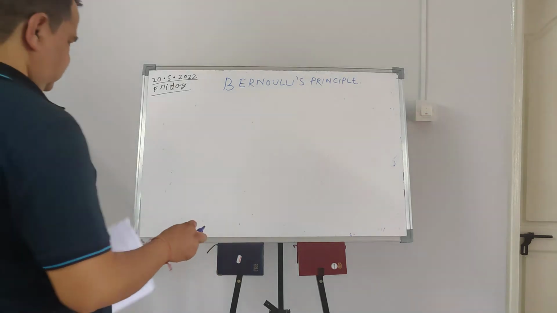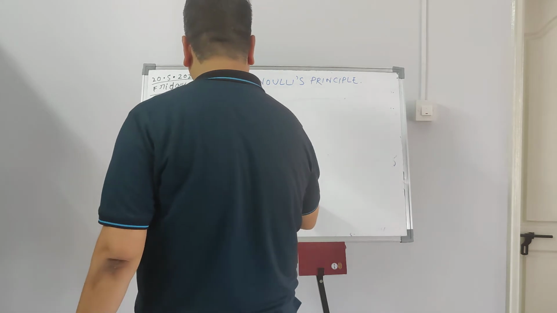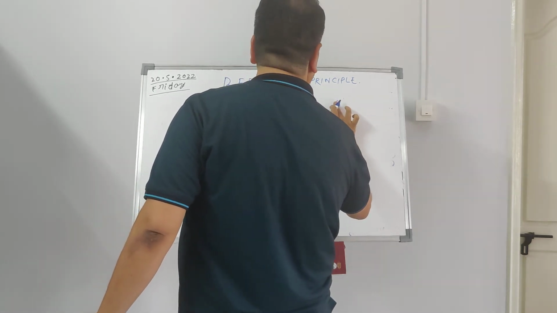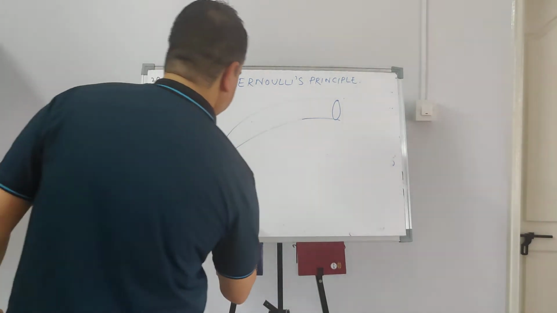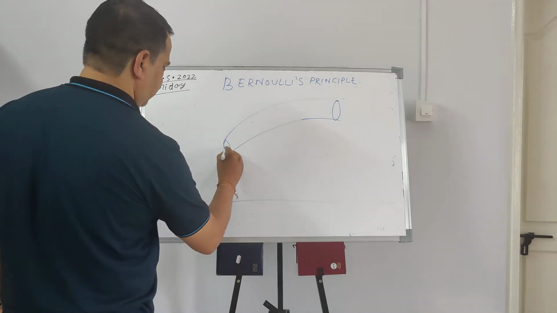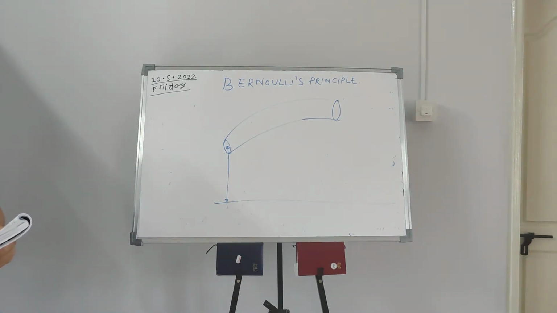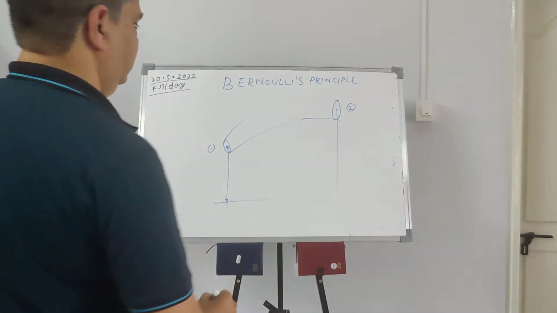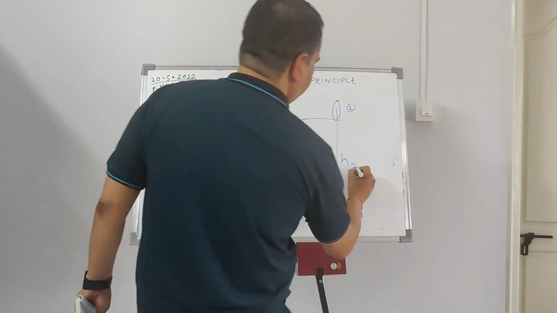Okay, so let us draw a kind of a pipe, as per your book. So this is my pipe, let us say. Let us say this is my datum plane. This is the center line of the cross section 1. So let us say this is my one, this is my two. So from the reference of the datum plane, the pipe at section 1 is at a height h1, and section 2 is at a height h2.